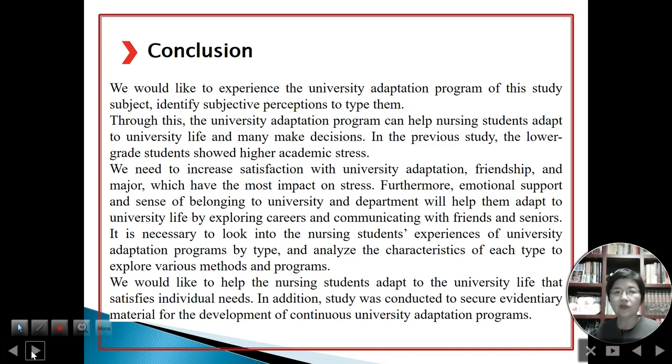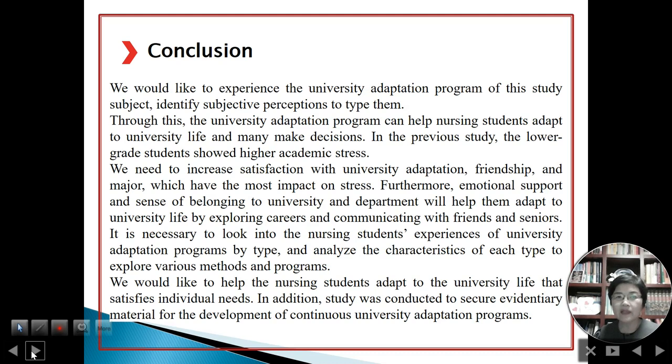Conclusion. We would like to examine the university adaptation program through this study's subjects and identify the subjective perception of each type. Through this, the university adaptation program can help nursing students adapt to university life and make decisions. In a previous study, first-year students showed higher academic stress. We needed to increase satisfaction with university adaptation, friendship, and the measures which have the most impact on stress.